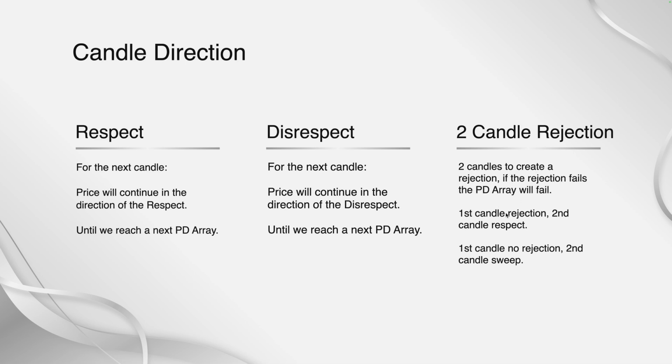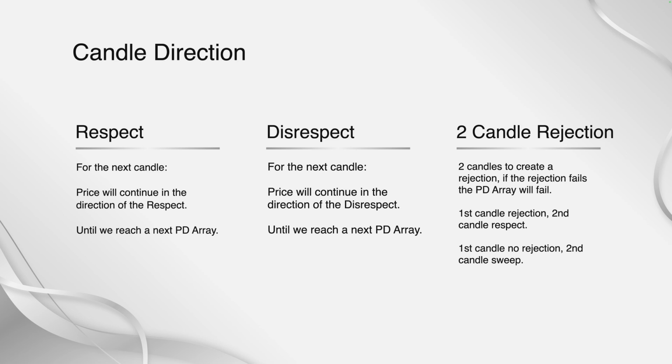If the first candle is a rejection, the second candle will respect the first candle, and will continue lower, for example, or continue higher. If the first candle is not a rejection, so it is a disrespect candle, the second candle will sweep the high of the disrespect candle or the low, to then continue higher or lower.